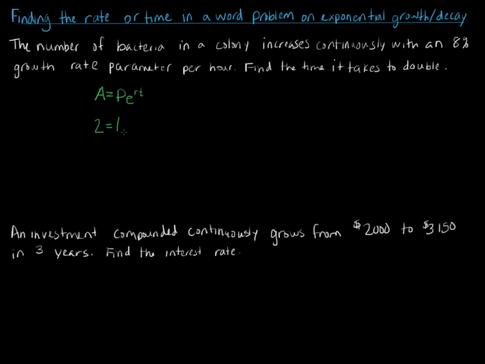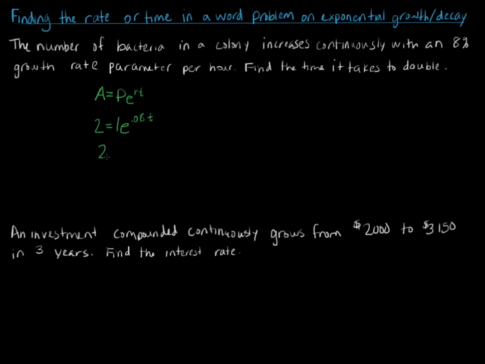So however much it is, we'll call that 1, and then we want to know how long it's going to take to double, so we just put in 2. And then e to the r is 8%, which means it's 0.08 times t. So now we just need to solve this equation. Like I said, if they don't give you the original amount, but they just say that it doubles, you can just put in 1 for the original amount and 2 for the amount that you have now. So 1 is the amount you started with and 2 is the amount you have now. Put in the rate, and now we just need to solve this equation.